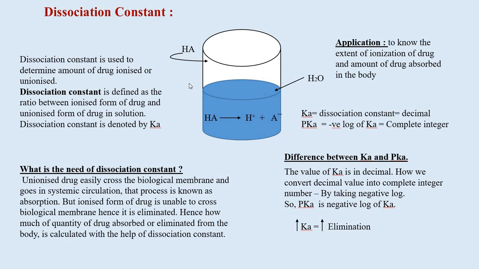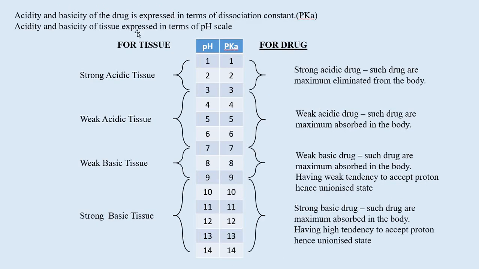Okay, based on the Henderson-Hasselbalch equation, before that, we'll see the two scales. One is the pH and the second one is the pKa. pKa is for the drugs and pH is for the tissue. Okay, these are the two scales. Whatever drug we come across in our field, all fall under these categories only.